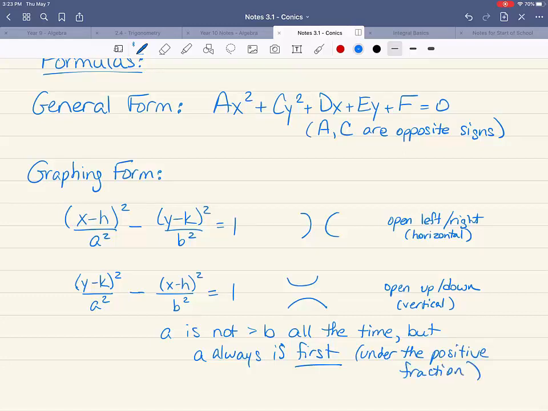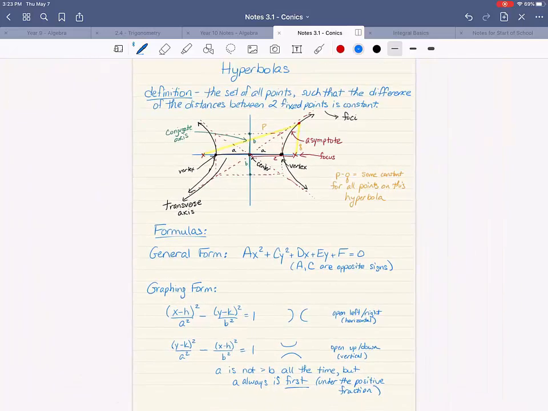Okay, so don't assume that A is the bigger denominator. 99% of the time, if you have it written in this form where you have a fraction minus another fraction, A is always the first denominator. And A will tell you which direction the vertices are. So now we're going to move on and take some problems that are in graphing form and find the features that we need to find.